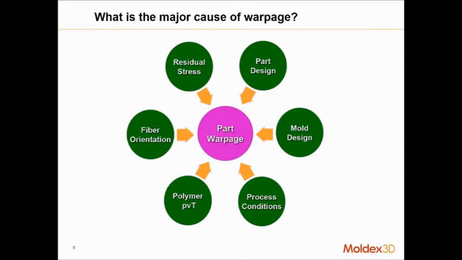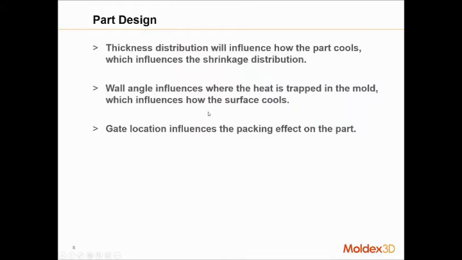We'd be able to get exactly the same part out of the mold as the geometry that's cut into the mold, just a little bit smaller, because the material will always tend to shrink. But because of certain factors, that shrinkage is going to be non-uniform, and that's really where the warpage comes from. And the 6 main causes of this are part design, mold design, process conditions, the PVT relationship, fiber orientation, and residual stress. So let's dive into those 6 causes a little bit deeper.